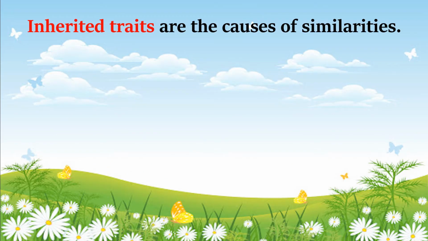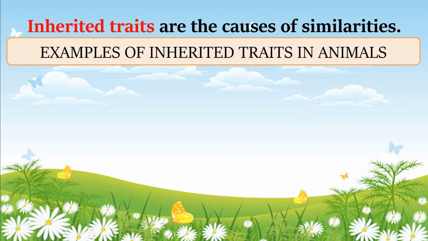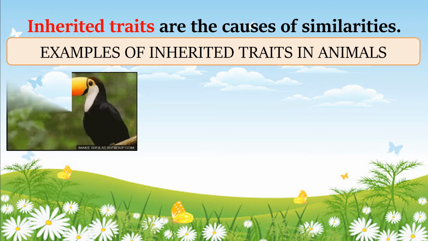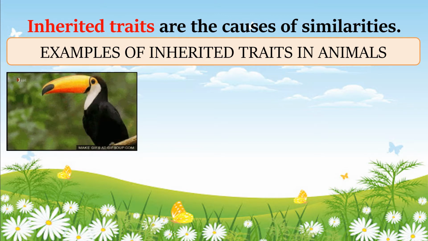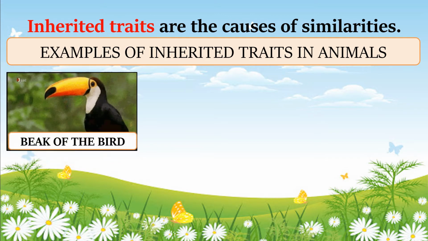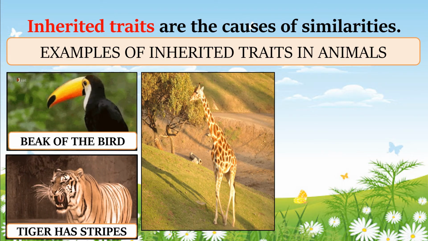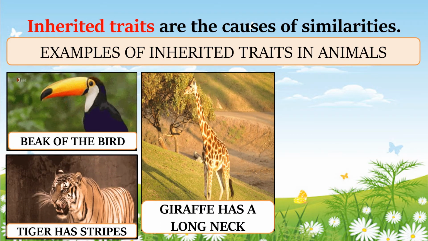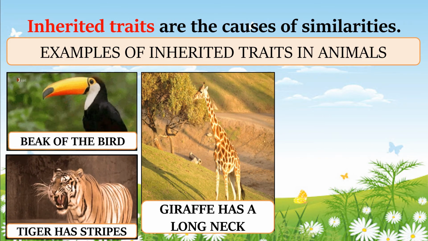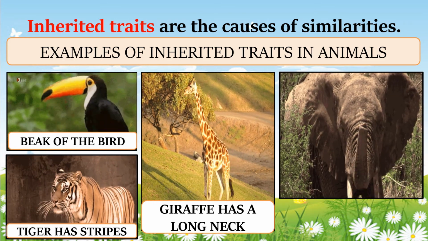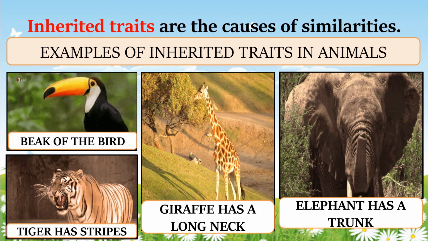Inherited traits are the causes of similarities. These traits are passed from parents to babies or offspring. Let's look at other examples of inherited traits in animals. Beak of the bird. Tiger has stripes. Giraffe has a long neck. And elephant has a trunk.